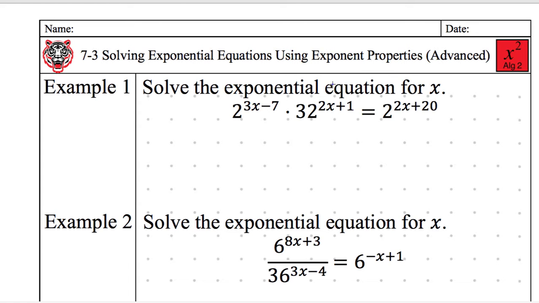All right, we are in Algebra 2. Today's date is Thursday, March 28th, 2019. March 28th.